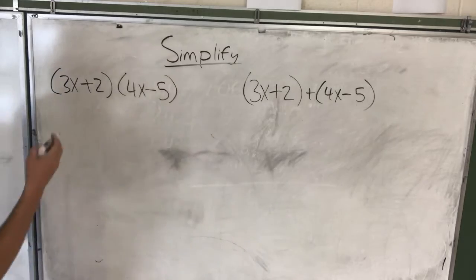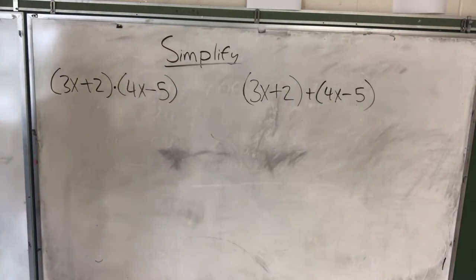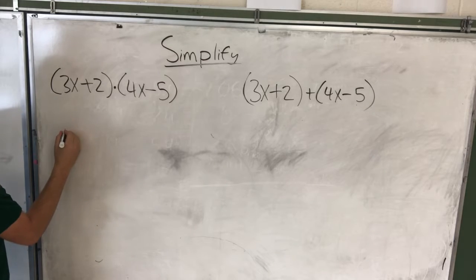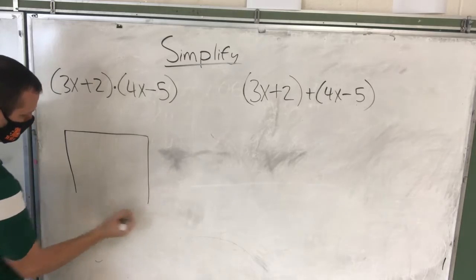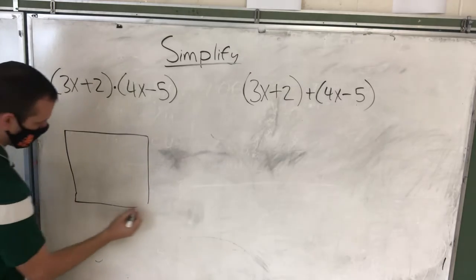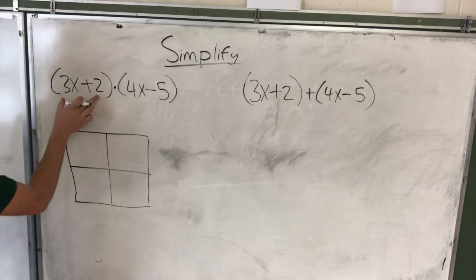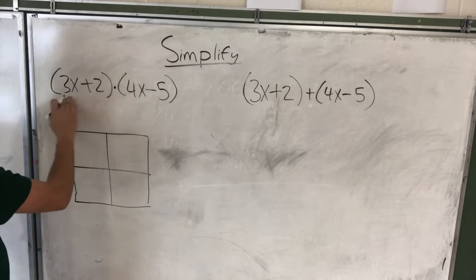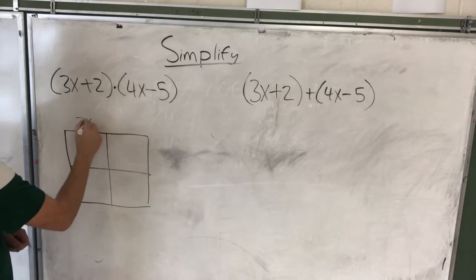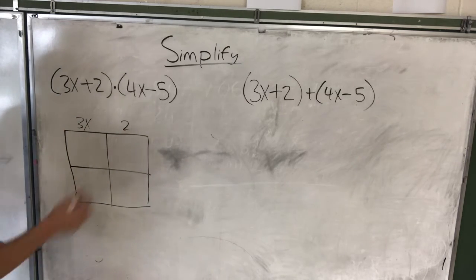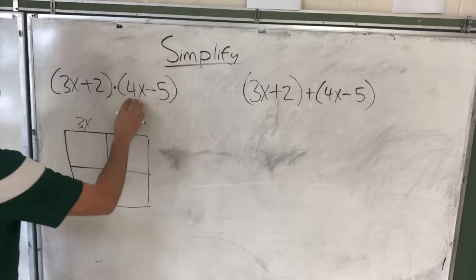When you're multiplying two polynomials, I always like to use what's called the box method. Now this is a review for a lot of you. This shouldn't be anything too new, okay? So what I do is I look at the first one and I say, okay, there's two parts to it, so I'm going to have two columns, 3x and 2. Then I look at the second binomial.